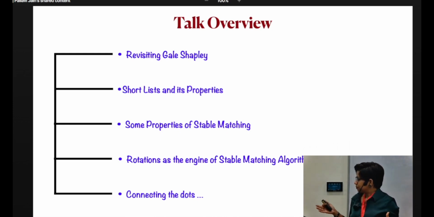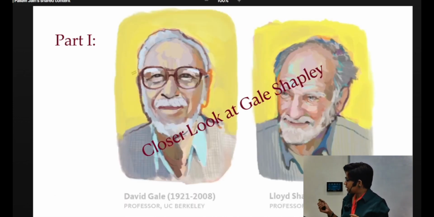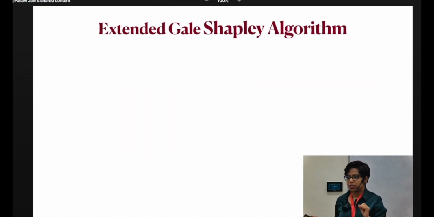So these are the two gentlemen, David Gale and Lloyd Shapley. I really like this picture. It's hand drawn, I think an oil painting. Let's look at, do you all know the Gale-Shapley algorithm? That was part of the prerequisite. Pallavi said they have to know the Gale-Shapley algorithm, else much of the time would be spent just talking about that. So we will talk about a version of the Gale-Shapley algorithm.